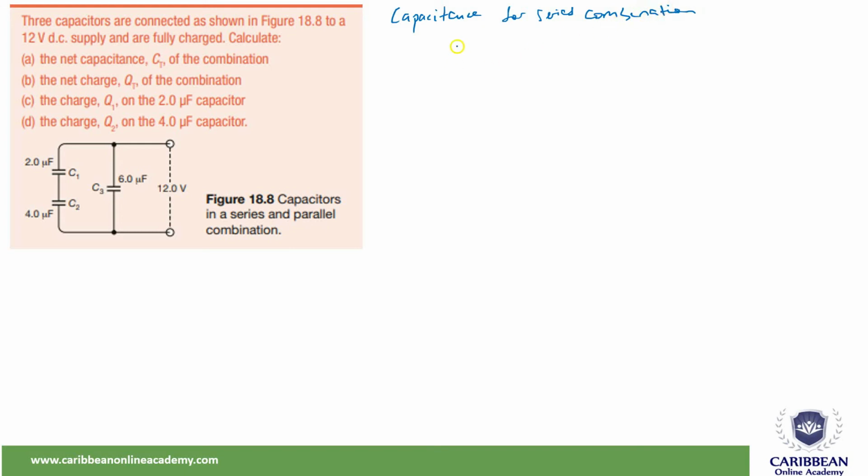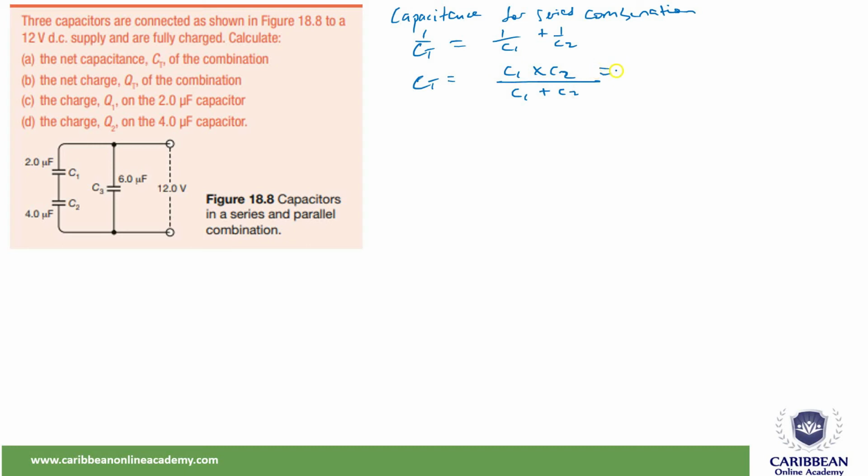Remember we said that whenever we have capacitors in series, the total capacitance is given by the formula 1 upon CT is equal to 1 upon C1 plus 1 upon C2. Now, there's another way we could write this. Whenever we have only 2 capacitors in series, we could say that CT is equal to C1 times C2 divided by C1 plus C2.